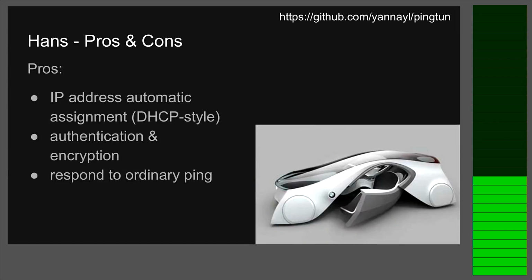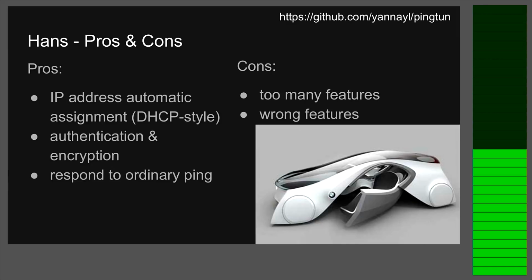The next one you'll find is Hans. In case you don't know, this is like a futuristic BMW car. And it's very advanced. It has IP address assignment and many cool features: authentication, encryption, you can set up MTU. It's written in C++, but it's too complicated in my opinion and not very usable. And it does things that other tools do much better, like OpenVPN. So I didn't want to use it in real life.